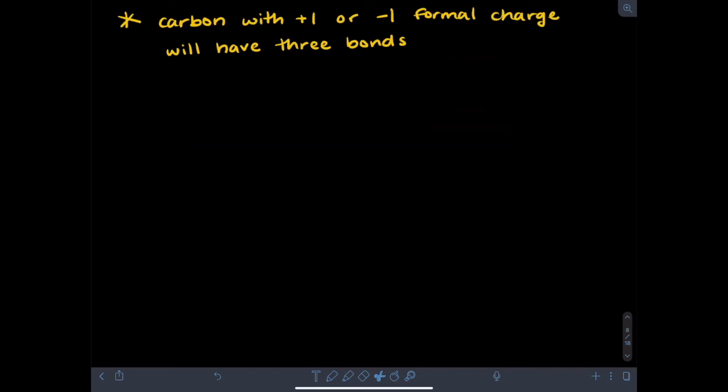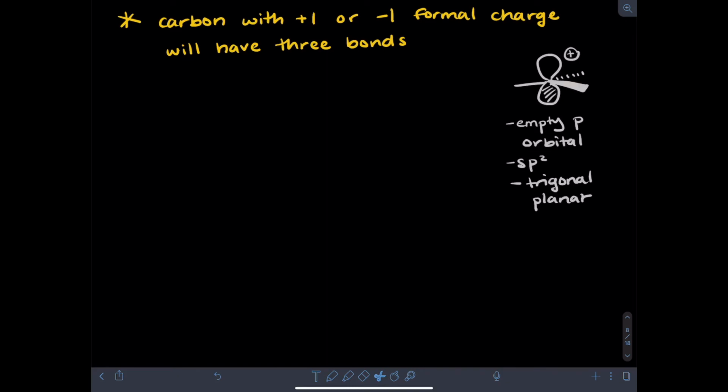You have a different situation if your carbon has a +1 or -1 formal charge, and those carbons will have 3 bonds rather than 4. This affects how many hydrogens are attached to them. A carbon with a positive charge is going to have 3 bonds. It'll be sp2 hybridized, trigonal planar, and it'll have an empty p orbital.